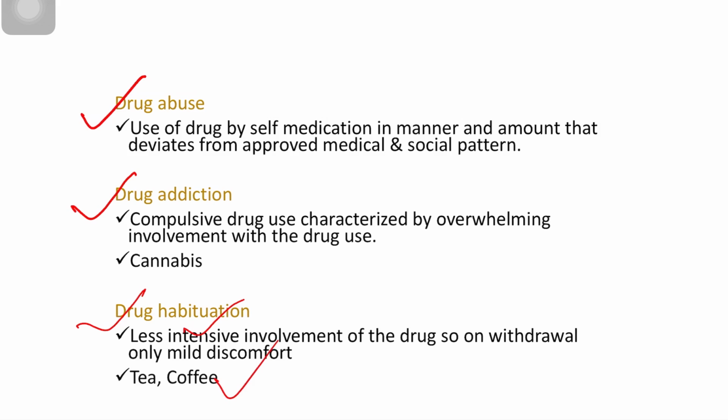What is drug addiction? Very compulsive drug use, characterized by overwhelming involvement with drug use. The example is cannabis. And drug abuse is the use of a drug by self medication in a manner and amount that deviates from approved medical and social patterns. So you are deviating from the proper or approved use of that medicine. You are either taking a higher amount or taking it for another indication for which the drug is not approved. That is called drug abuse.